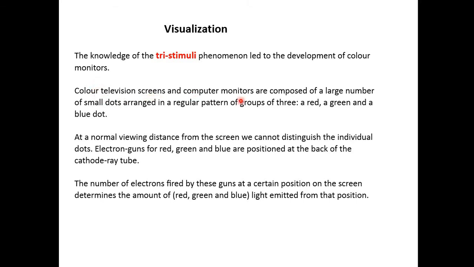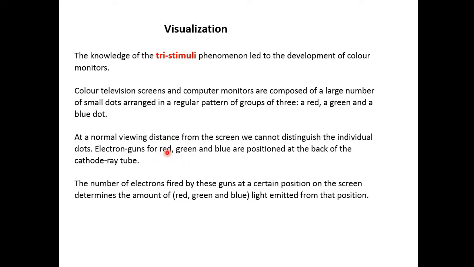Color television screens and computer monitors are composed of a large number of small dots. We can assume these dots are dots per inch, arranged in a regular pattern, in grids. At normal viewing distance from the screen, we cannot distinguish the individual dots. There are electron guns for red, green, and blue in our screen. These electron guns fire the brightness. If there is more reflectance from the red band, it means the red electron gun is firing more as compared to green and blue, so we perceive the color as red.